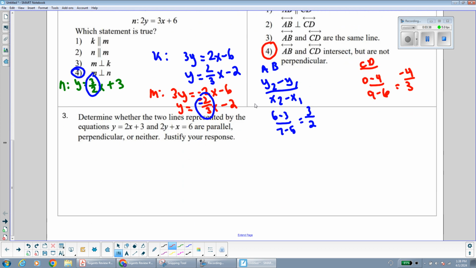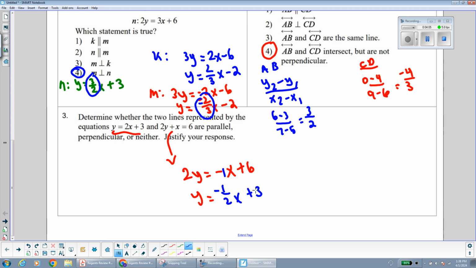Okay, for number 3, we need to determine parallel, perpendicular, or neither. This one is already solved for y, so I just need to take the other one and solve for y. So first, I'm going to subtract the x from both sides. So it becomes negative when it moves to the other side. Then I'm going to divide everything by 2. Remember, there's an invisible 1 here, so this is negative 1/2 x. 6 over 2 is 3.